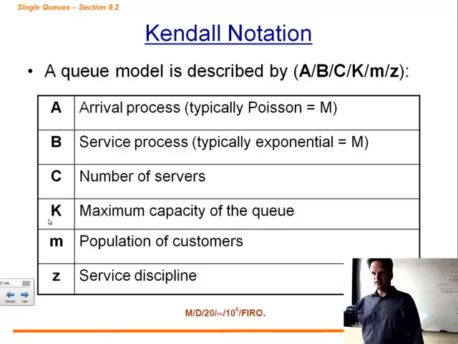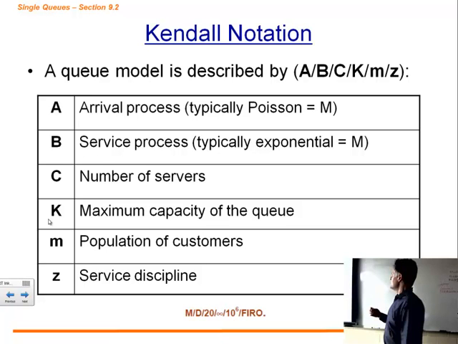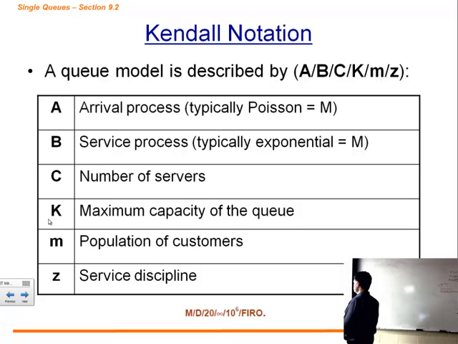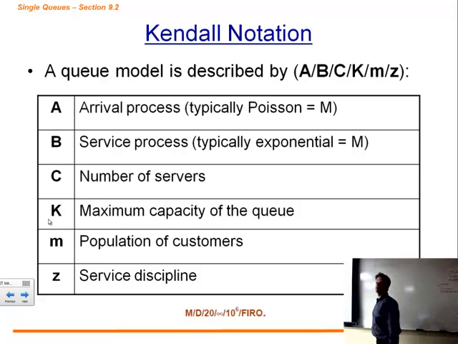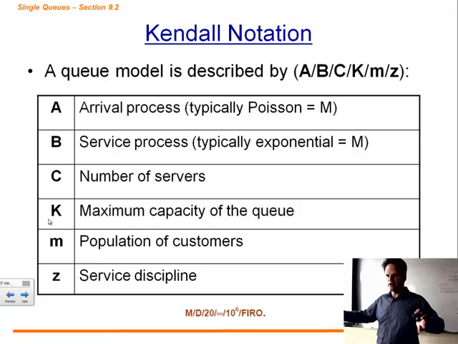So once the server gets done with a customer, if there's anybody in the queue, the server immediately gets the next person in the queue. Or if the queue is empty and the servers are idle and somebody comes into the queue, that person is grabbed by one server immediately. K, the fourth letter, is the maximum capacity of the queue. So is there a maximum capacity so that if the queue gets full and an arrival comes in, that arrival is just turned away?